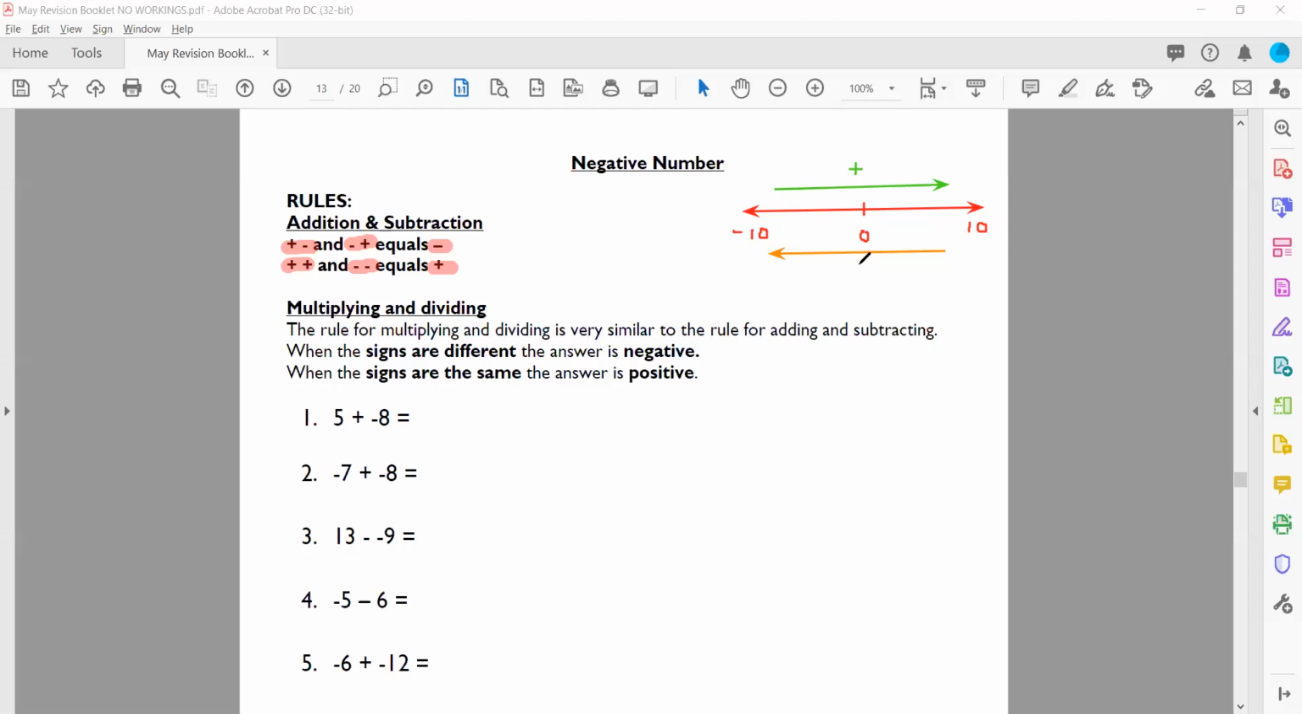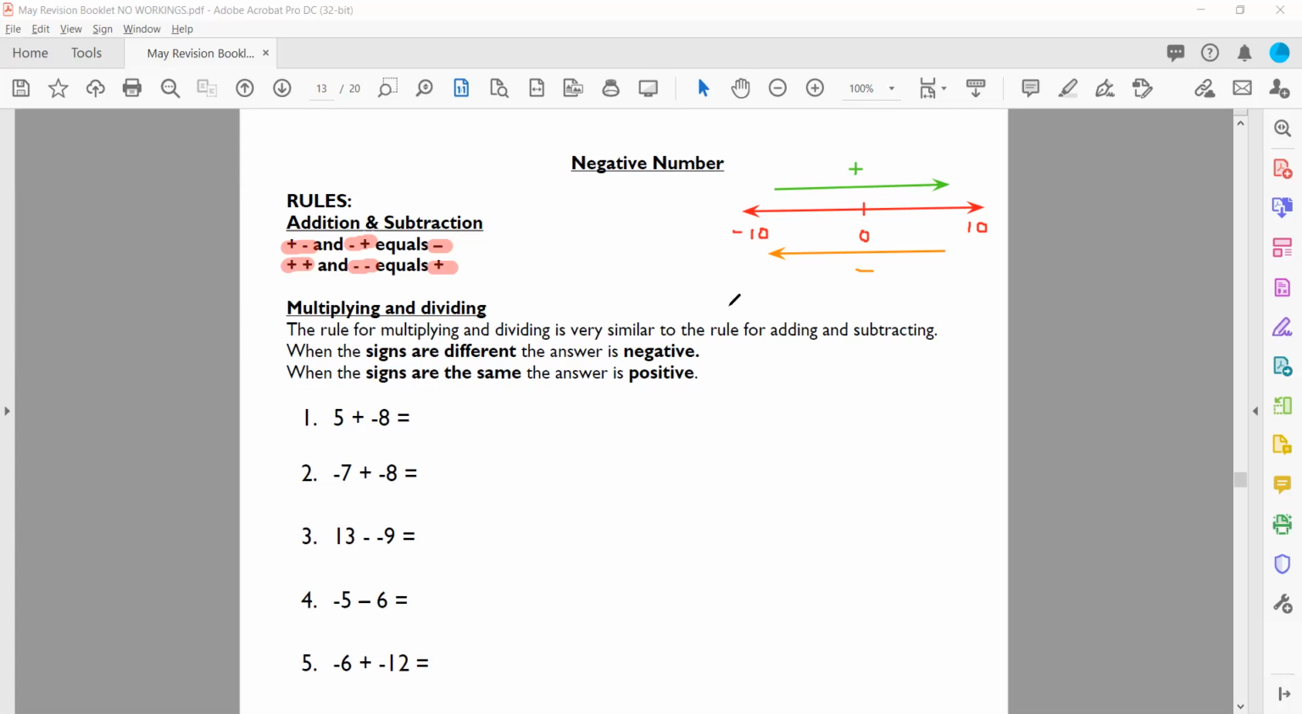So we'll have a look at some examples, and I'll show you how to use this number line, but you don't need to have a very, very detailed number line. You just need something to remind yourself which way you're moving, and possibly how many steps. So we'll look at adding and subtracting negative numbers to start with.